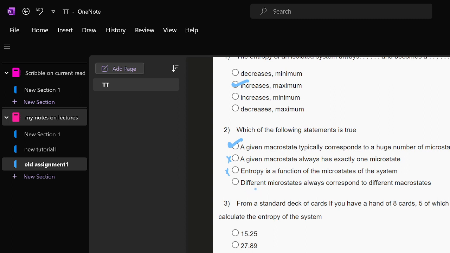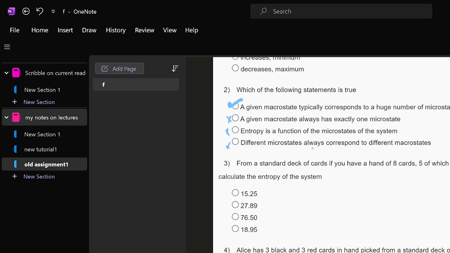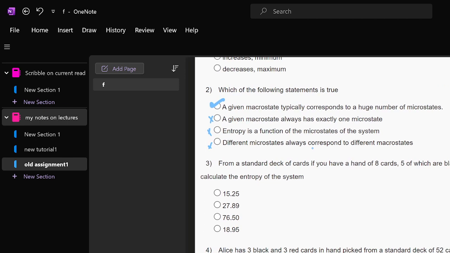And the last option was: different microstates always correspond to different macrostates. This one is also not right, because it is evident from the first and second options that a certain macrostate can have different possible microstates. So if that is true, then the last option cannot be true. So the first option is the only correct statement for this question. Okay, so question number 2 is done. I hope you can follow me. If at any point you cannot follow, or if you are having some confusion, you can just stop me and I'll try to explain that to you.